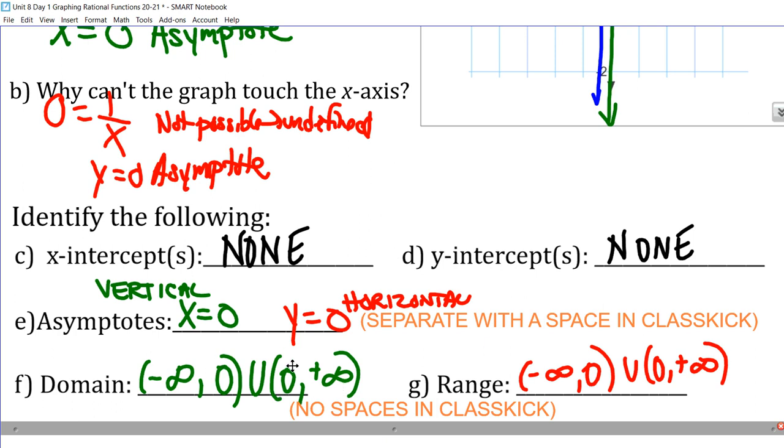Because we have these two pieces to our domain, we're putting them in union with each other. So it looks like a capital U. That's our union symbol showing we've got two pieces to our domain. Same thing with our range. We can use all the values less than 0 and all the values greater than 0, just not 0 itself.